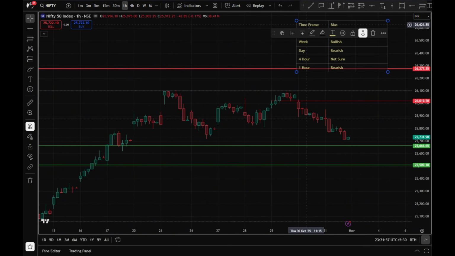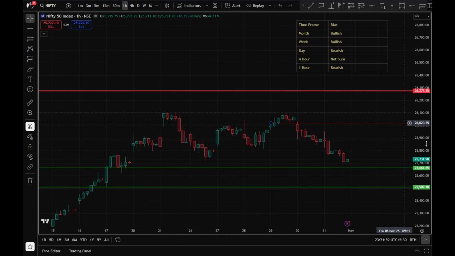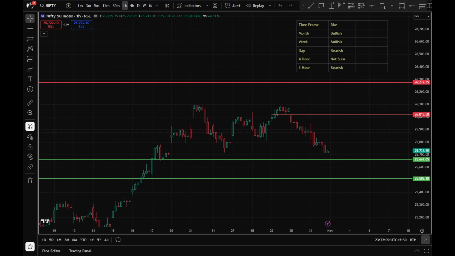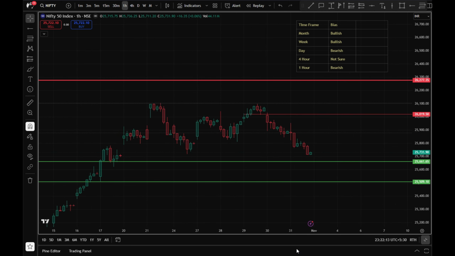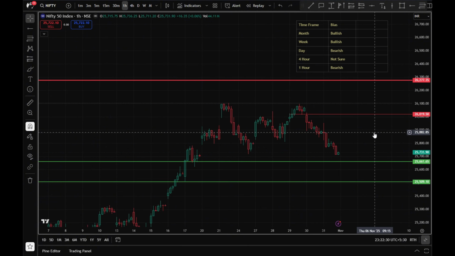So now the point is, with confusing biases across different time frames, it is advisable for a trader like me to not take trades. I do option buying, and I do not do scalping. I do retracement trades. I take the trades into a retracement and then ride it until the target. So it's not advisable in these kind of markets.